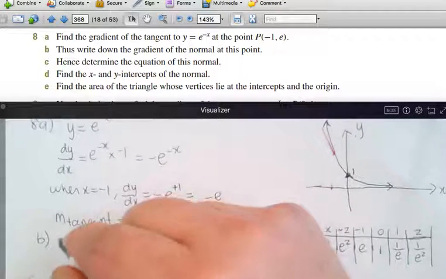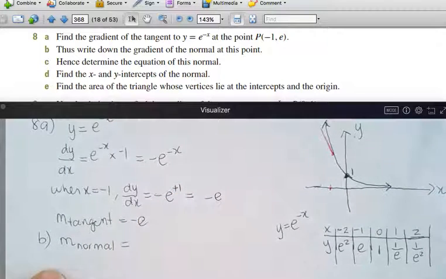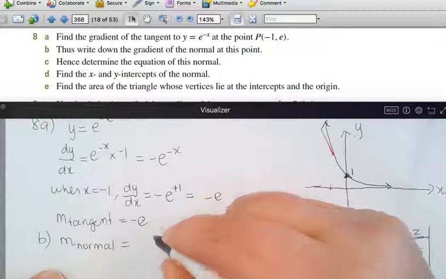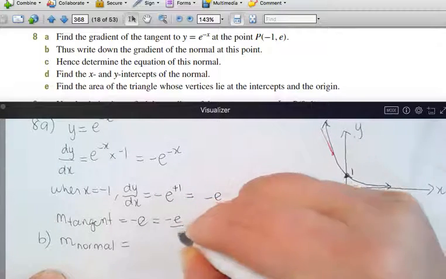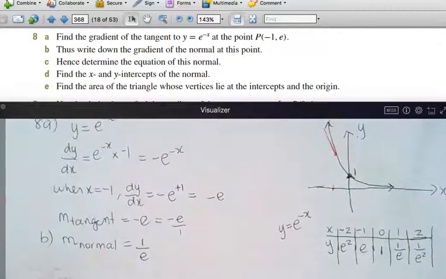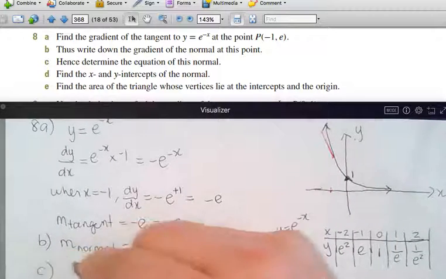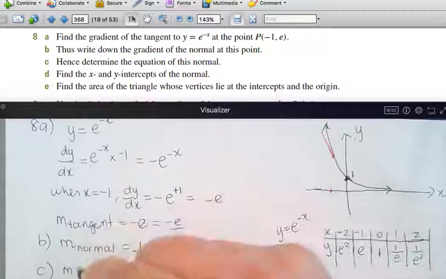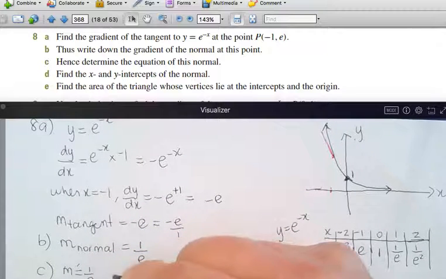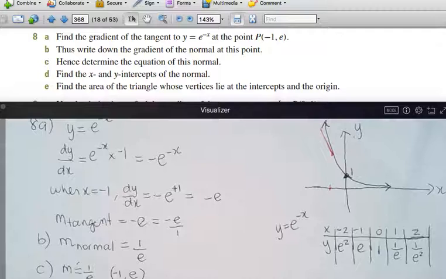Yep. So therefore, the gradient of the normal, what do you do with that? The negative reciprocal. So it's a negative, you now make it a positive, because that's really -e on 1. So what are you going to do? Flip it. It's just 1 on e, the gradient of the normal. And now the equation of the normal. So you're going to use your gradient, 1 on e. What's your point? -1, e. Just watch all those negatives and those e's.